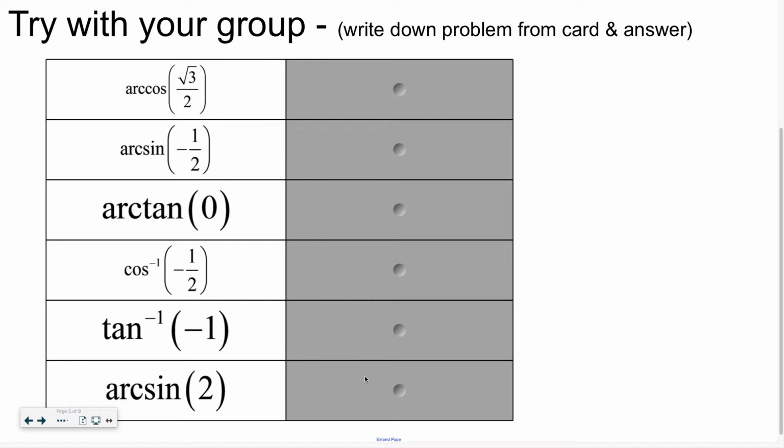How you guys doing? You need any clarifications? You guys doing okay up here? Any of them that you want to talk about? 0, should it be 0? Because it can't be too high. Yeah. Because it's got to be between negative pi halves and positive pi halves.